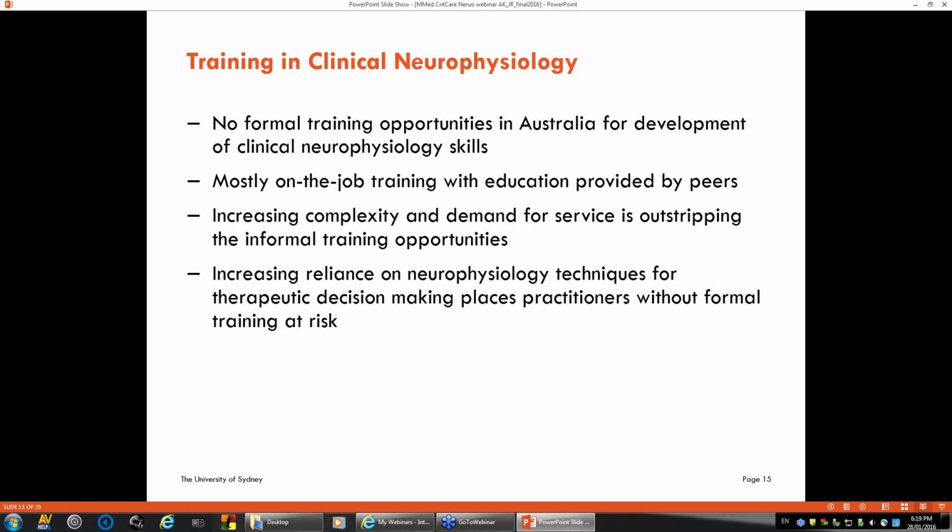Certainly, with the increased reliance on neurophysiological techniques in the last few years for therapeutic decision-making, particularly in neurological surgery and spinal surgery, many practitioners have felt that they've become at risk for providing guidance for procedures without having any formal training to back up their decision-making.